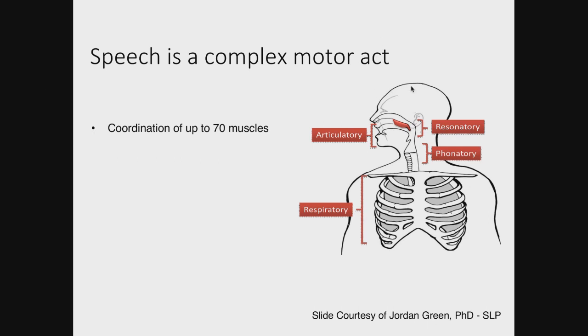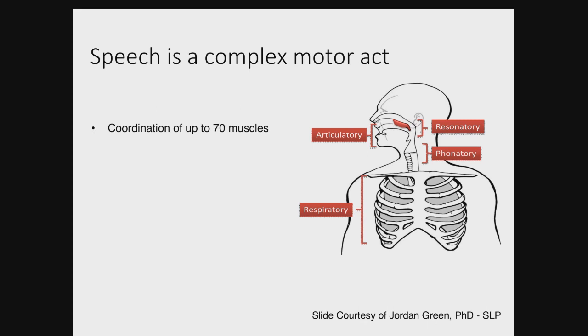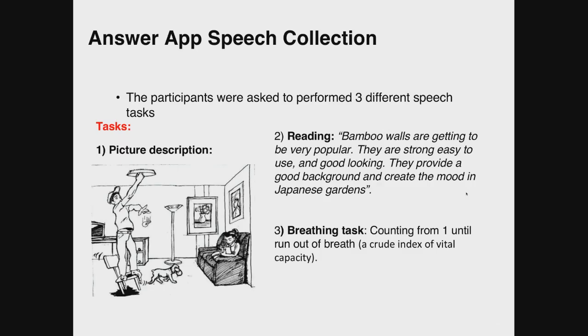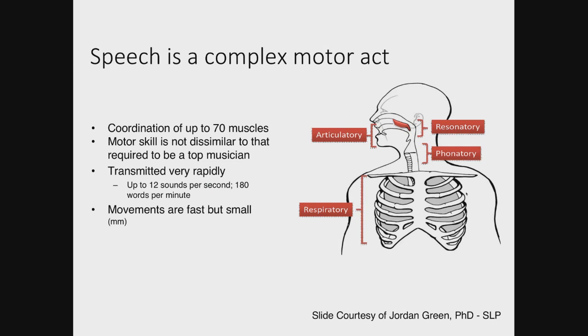And it's speaking as a coordination of up to 70 muscles, and you can click ahead a little bit here, Emily. It takes a concerted effort, which is not dissimilar to being a top musician. That much coordination, and it's also done very, very rapidly. So we can make up to 12 sounds per second to make 180 words per minute, which is a normal speaking rate. And the movements are all very fast, but small, and require exquisite control. So it's a window into the motor system that's really unlike other windows. And again, something we've been ignoring with our traditional outcome measures, but we have an opportunity to gain insight into here. Next slide.